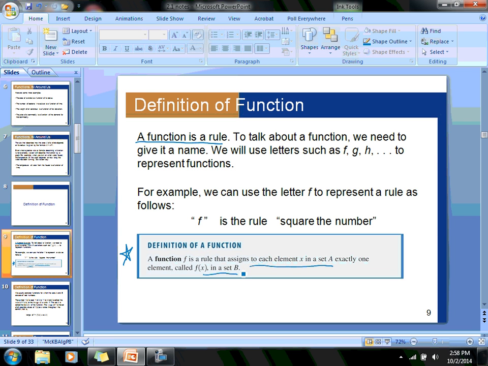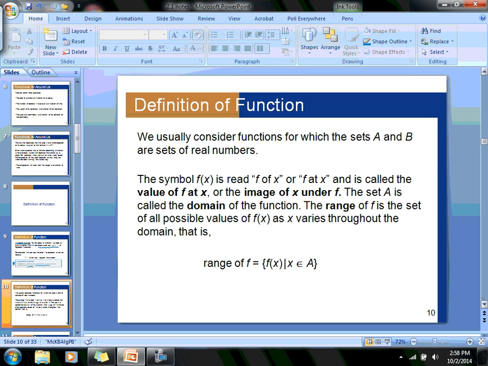And we have specific letters that we use for functions. Usually we use F. So we'll say F is the rule for a specific function. F stands for function. Sometimes F is already taken, so then we go alphabetically: G, H, I, J, K. And usually we consider a function for which the sets A and B are sets of all real numbers. So any number that we can think of, we could put into a function, unless we have certain restrictions on it, and that's where domain and range come into play.